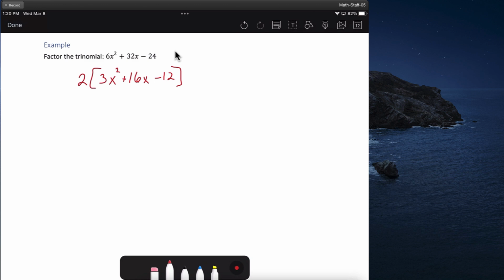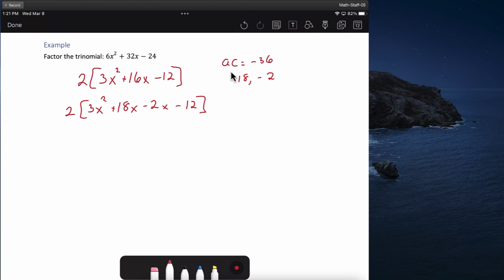Now we can look at A times C. C is negative 36. Two integers that multiply to negative 36 and add to 16 will be 18 and negative 2. Next, we'll rewrite that trinomial. We have 2 times 3x squared, replace 16x with 18x minus 2x. Then bring down the negative 12.